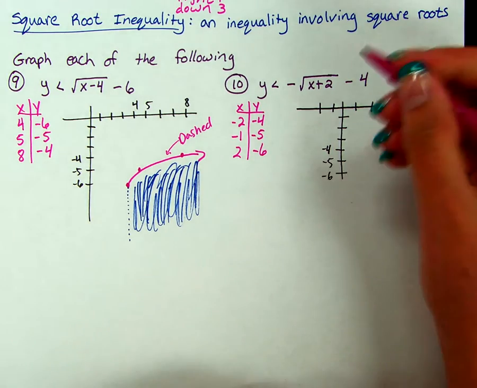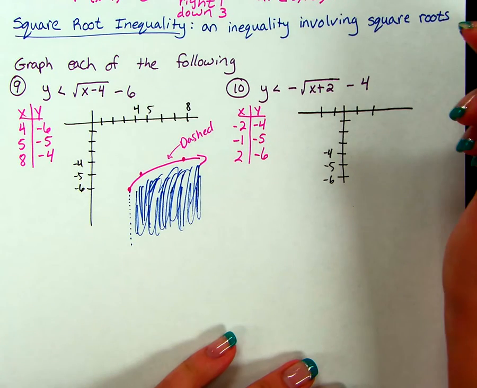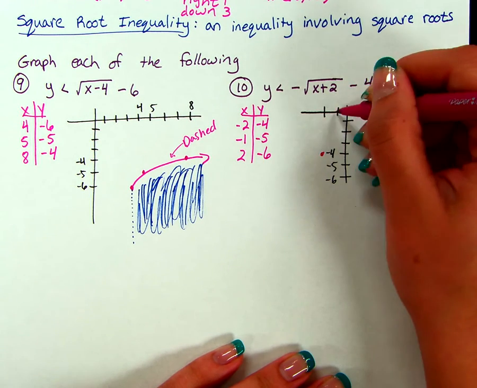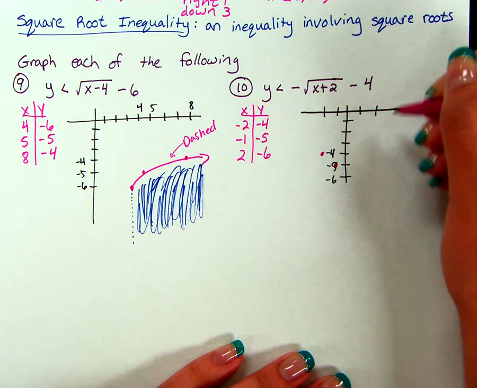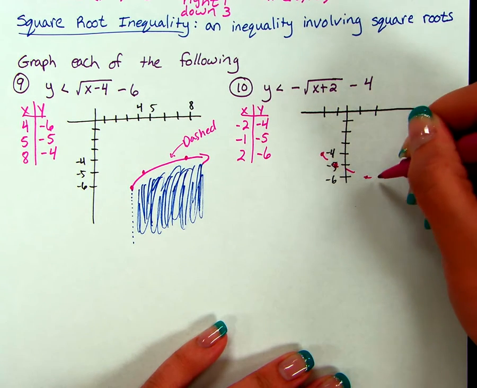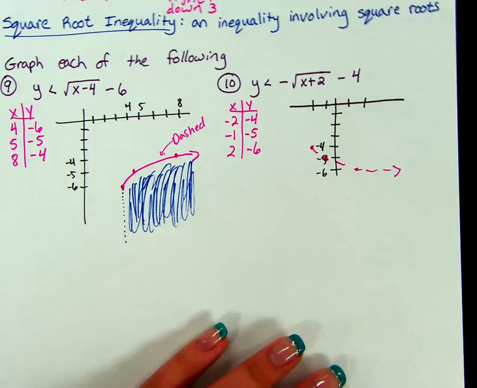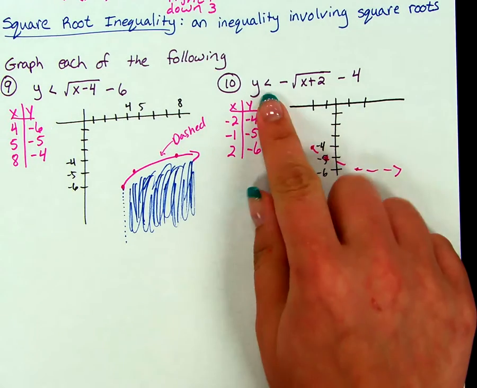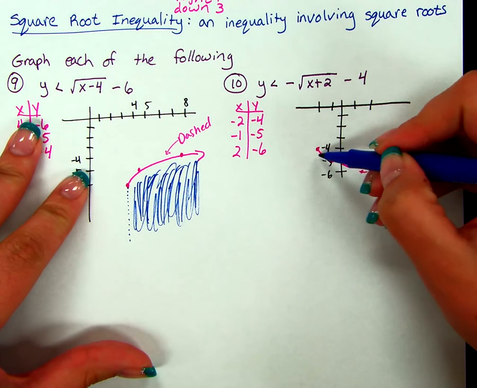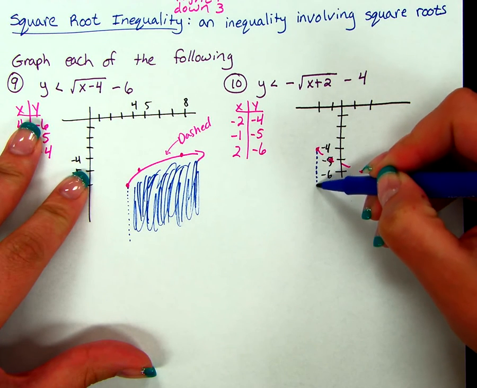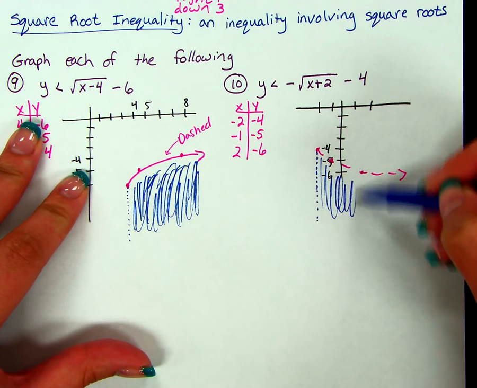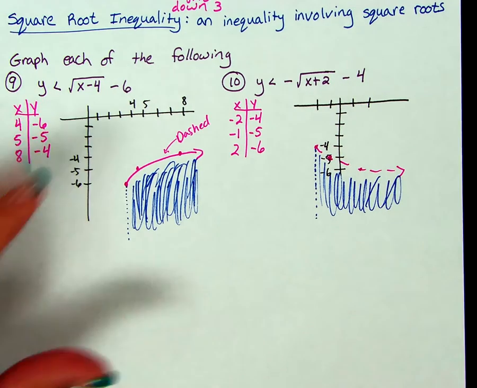All right, so we're going left 2, down 4, left 1, down 5, and then 2, down 6. Dotted this time, nailed it. And then it's less than, so we still want to shade below the line. So again, we're pretending that there's kind of an imaginary vertical line right there that we can't shade past. So everything below our equation.